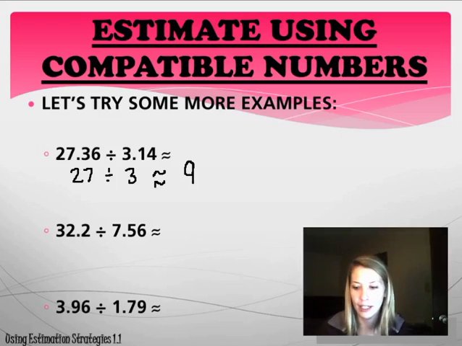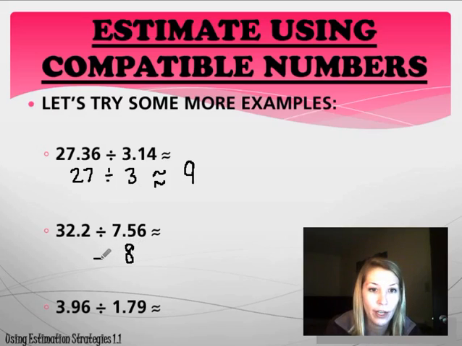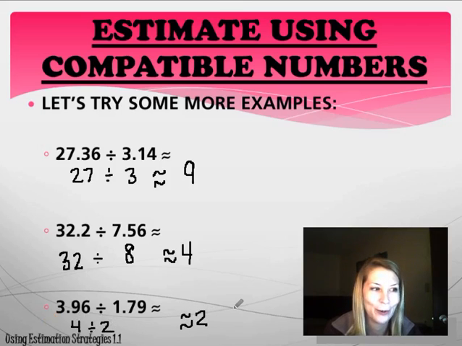Alright, let's see how you did. If you chose to use 32 as a compatible number for 32.2, that looks good because we can change 7.56 to 8. And those numbers go very well into each other and are easily computed. So 32 divided by 8 is 4. And if you changed 3.96 to 4 and divided that by 2, we would say that it would be approximately 2.